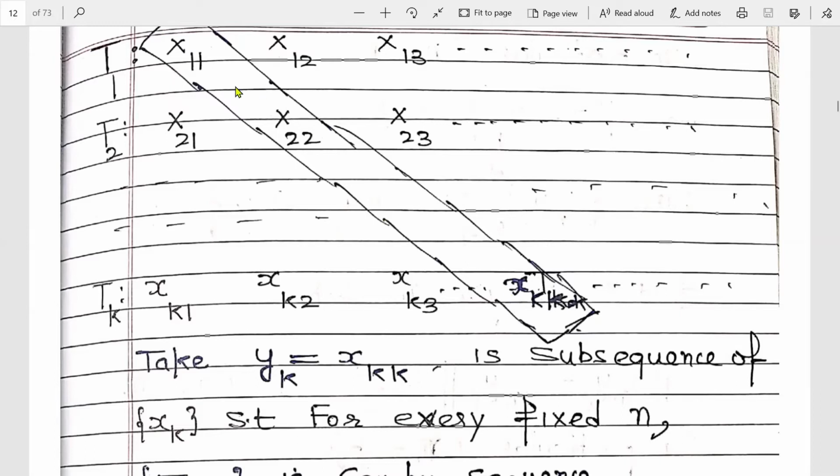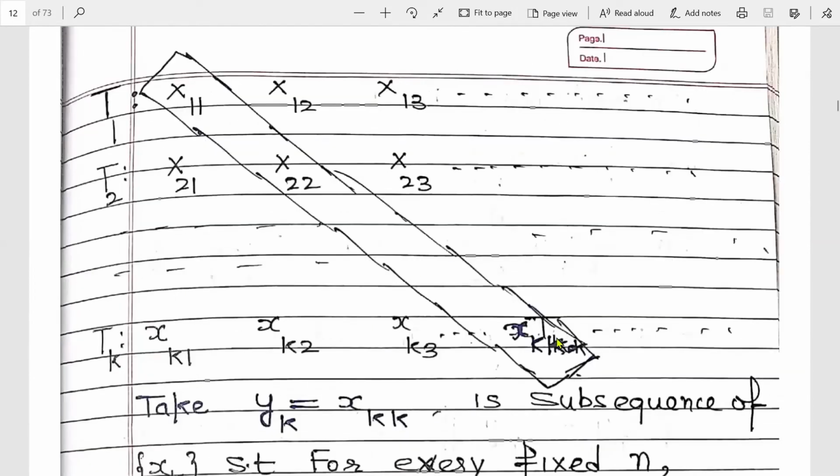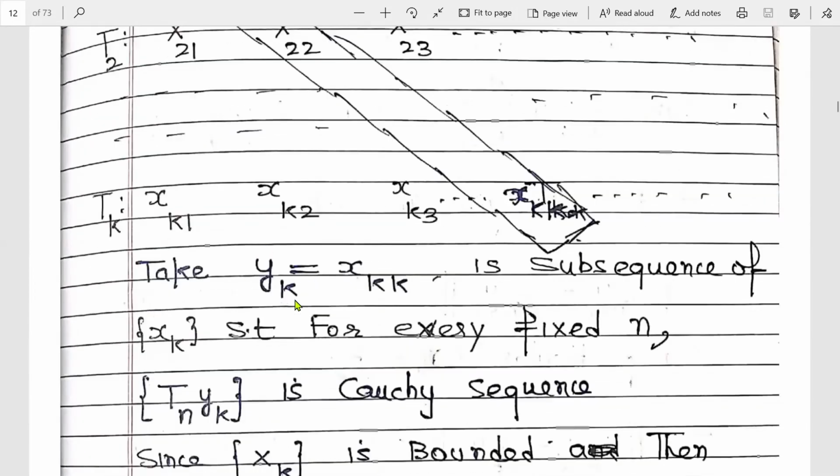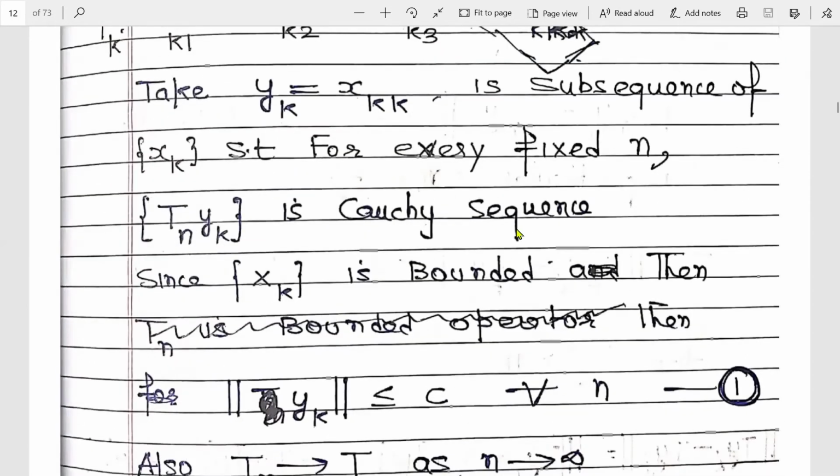This is again a Cauchy sequence under this. Now, if we take these diagonal entries and represent them as yk, this is a subsequence of xk such that for every fixed n, it is a Cauchy sequence, that is, a Cauchy sequence with T1, T2, and so on up to Tn. So we take only the diagonal entries.